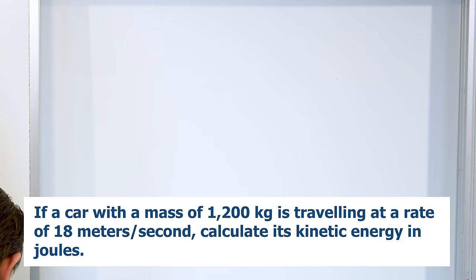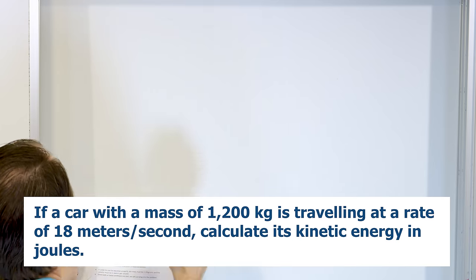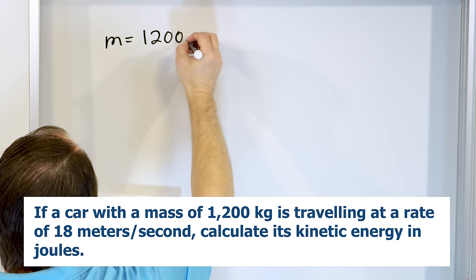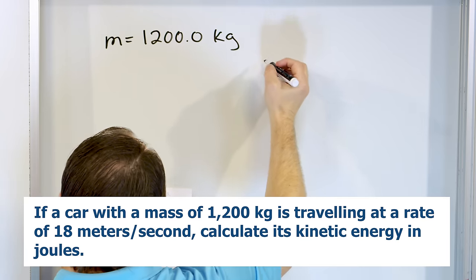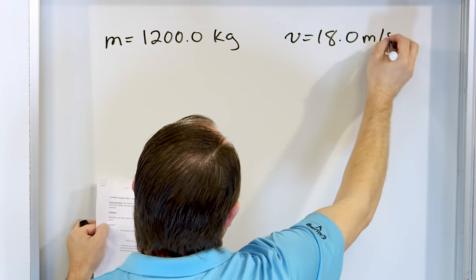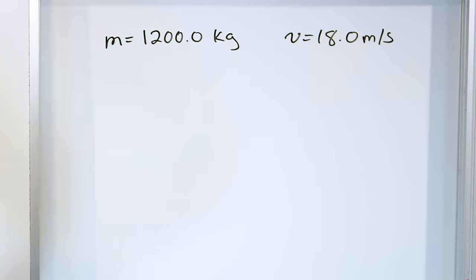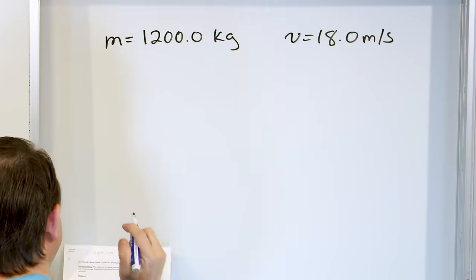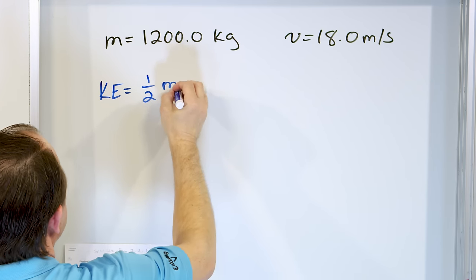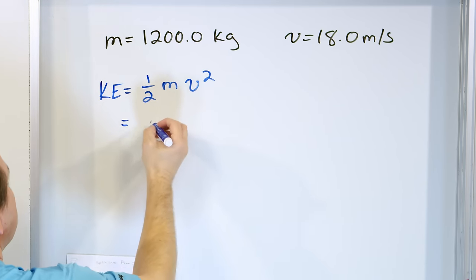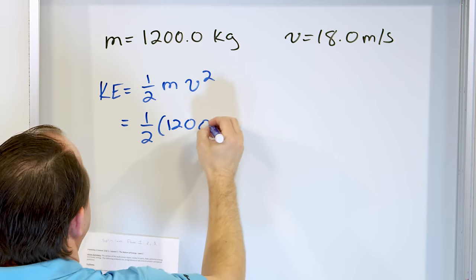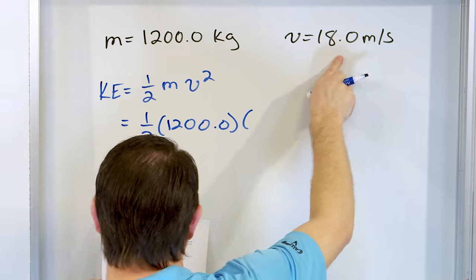So in our problem statement, it says that the mass of the car is 1,200 kilograms, and it's traveling at a velocity of 18.0 meters per second. So how do we calculate the kinetic energy? Well, it's a straight plug-in type of situation. The kinetic energy is 1/2 times m times v squared, which is 1/2 times the mass of 1,200, and then we have the velocity, which is 18 meters per second.